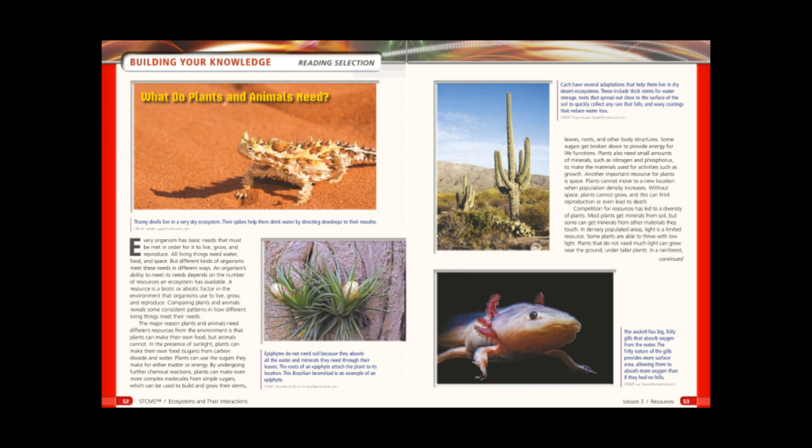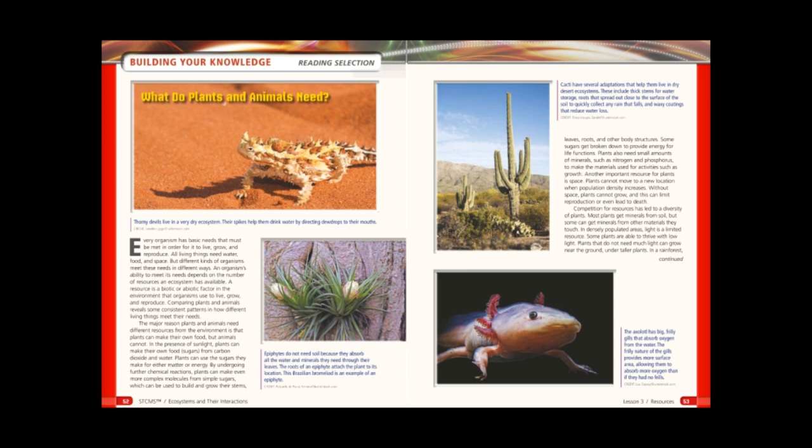Plants cannot move to a new location when population density increases. Without space, plants cannot grow, and this can limit reproduction or even lead to death. Competition for resources has led to a diversity of plants. Most plants get minerals from soil, but some can get minerals from other materials they touch. In densely populated areas, light is a limited resource.